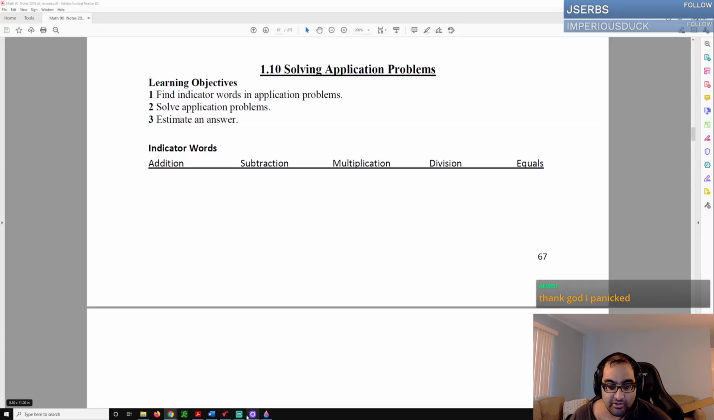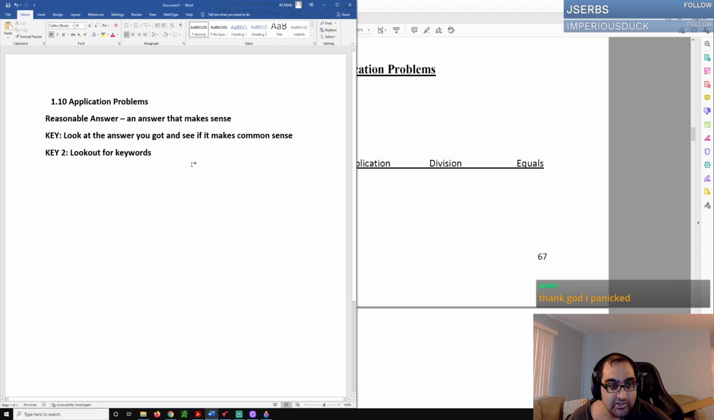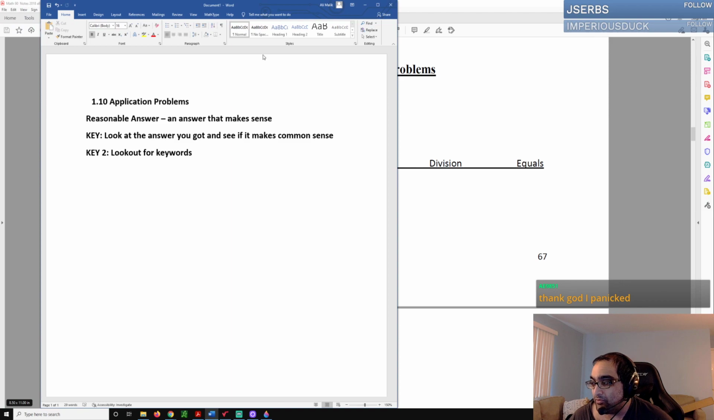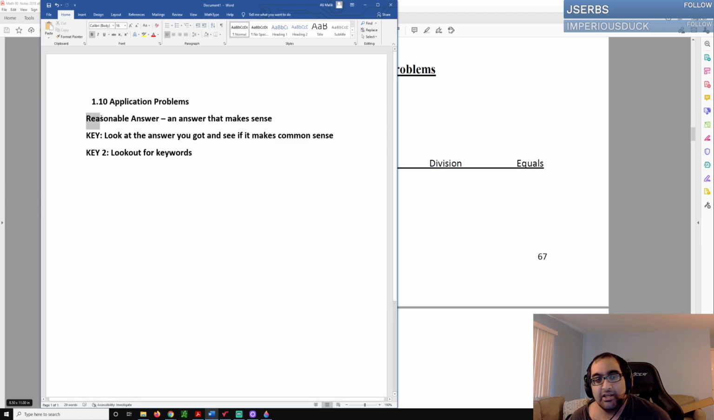Now, there are going to be two keys here as part of the process. The first thing that we want to look at, and what is going to be important in any word problem, is your final answer. You can interpret and calculate, but the one thing you need to look at is: is your answer a reasonable answer? Basically an answer that makes sense. You want to look at the answer you got and see if it makes common sense.